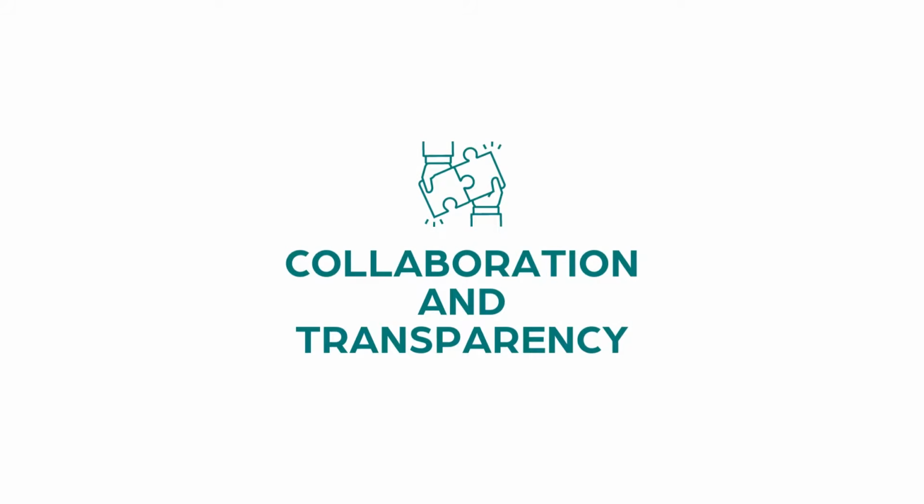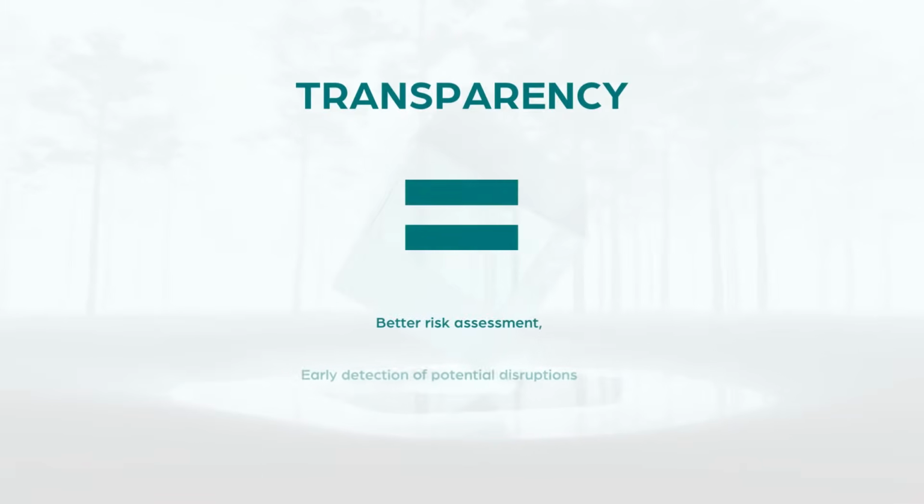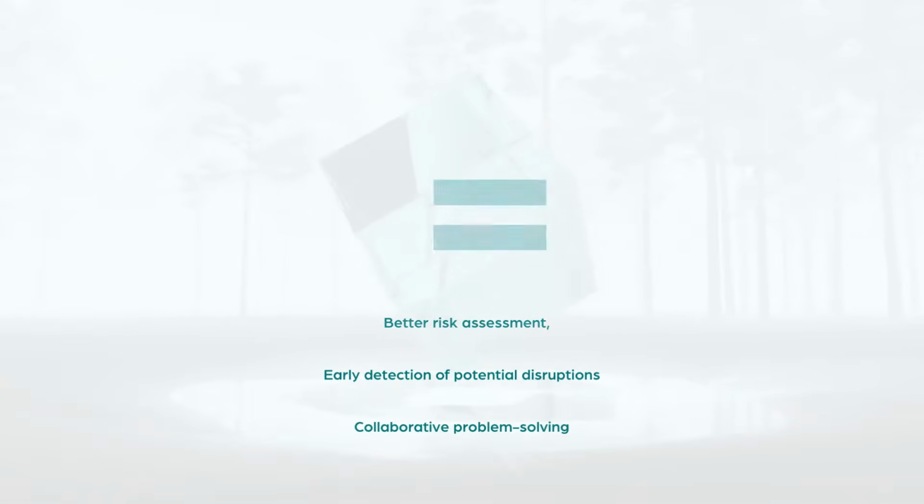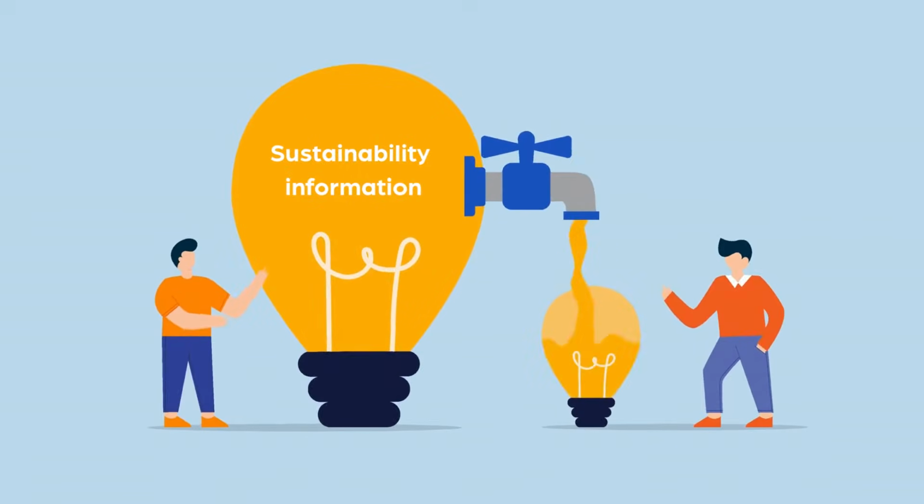Collaboration and transparency. Building resilience in a sustainable supply chain requires collaboration and information sharing among stakeholders. This includes suppliers, customers, regulators, and local communities. Transparent communication allows for better risk assessment, early detection of potential disruptions, and collaborative problem solving. It also facilitates the exchange of sustainability-related information, enabling stakeholders to work together towards common sustainability goals.